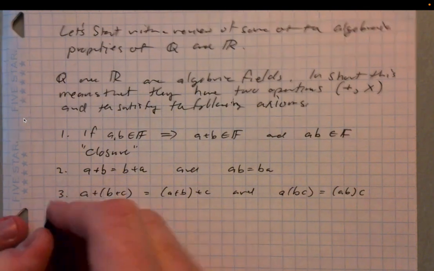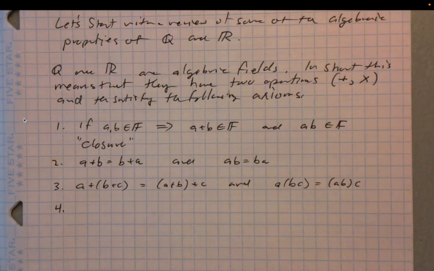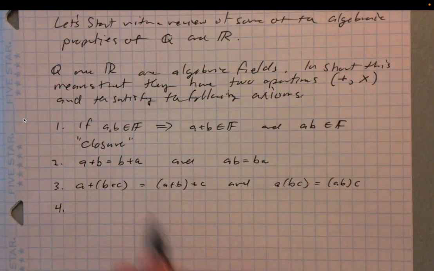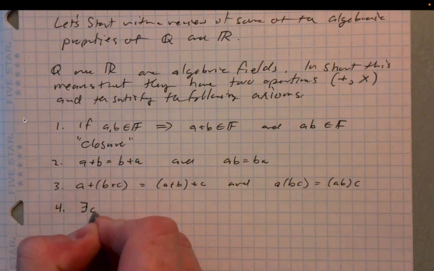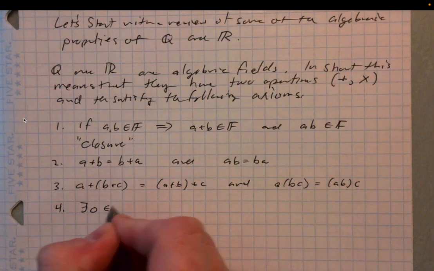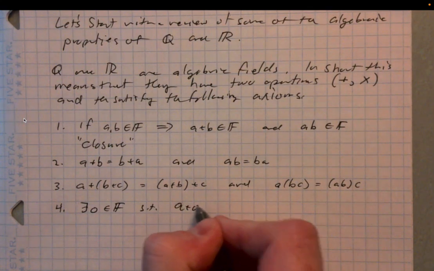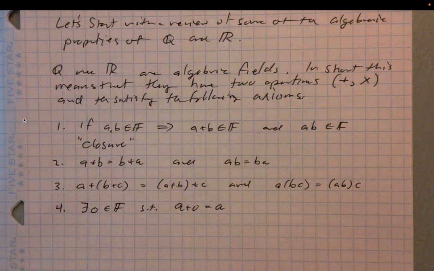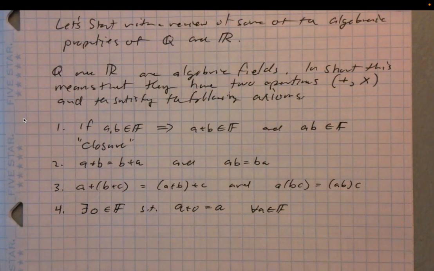Now, beyond this, some of these may be a little bit strange to you if you haven't been through abstract algebra and you're not familiar with some of these ideas. But the first one that we want to talk about, number 4 here, is that there exists a 0 element in the field such that a plus 0 equals a for all a in the field. This is what's called the additive identity.